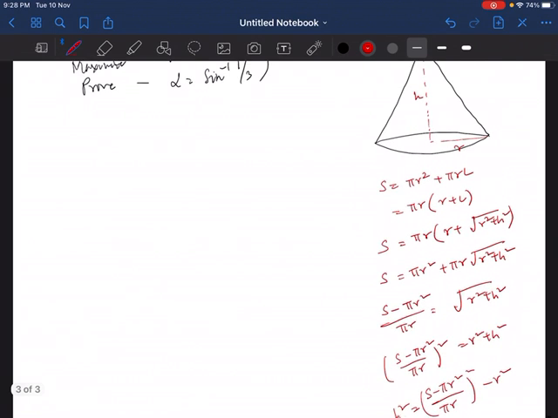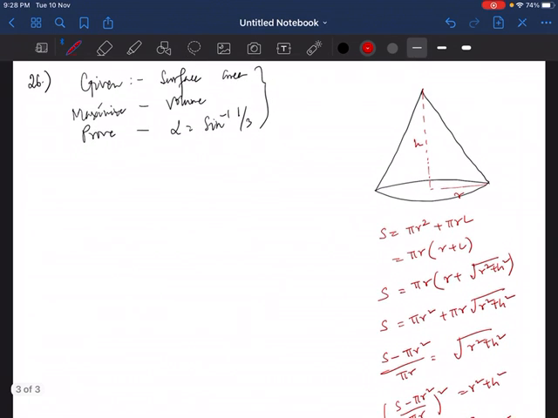Here we will find the maximum volume. The volume of the cone, V, is equal to 1 by 3 pi r square h, right? Now we will do one thing here. V is equal to 1 by 3 pi r square h.